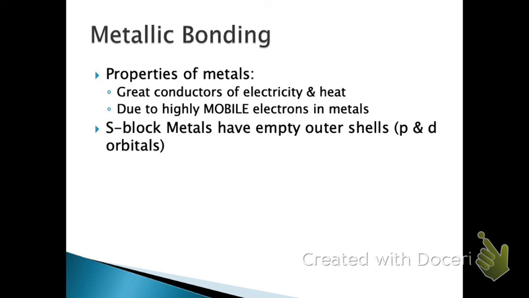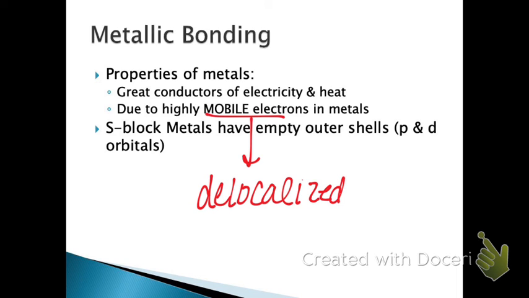What I want you to write down for these mobile electrons are called delocalized. Delocalized electrons. And these are only present in metallic bonding. Okay? Delocalized electrons. Break down that word and see if you have an idea what that means.